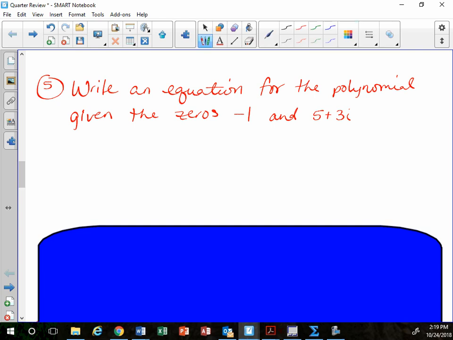Remember, this means x equals 5 plus 3i and x equals 5 minus 3i, right? Just like this is x equals -1. If I wanted to make it a factor, if I'm making the factors that I would multiply together to write an equation, what do I do here? How do I turn this into a factor? Plus 1, I'm getting a 0 on one side. So I know one of my factors for my polynomial function is x plus 1.